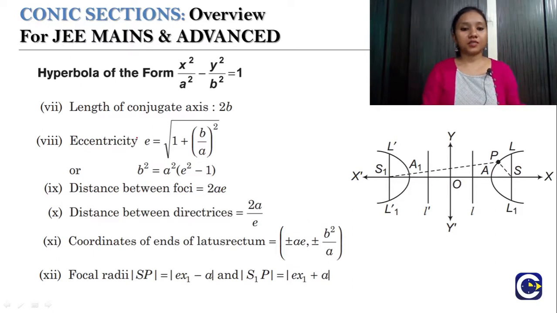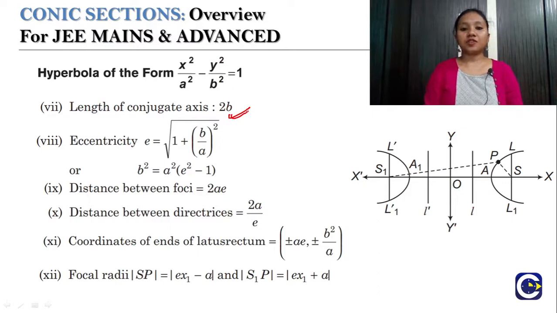The next term we have here is the length of the conjugate axis. As we have seen, the length of the transverse axis is equal to 2a. The perpendicular one will be the conjugate axis, which has a length equal to 2b.